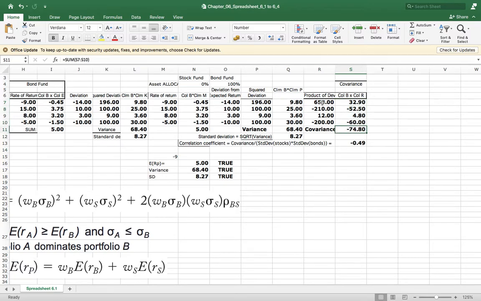Correlation is equal to covariance divided by standard deviation of bond fund and standard deviation of stock fund. So the correlation formula is covariance of the stock and bond divided by standard deviation of bond multiplied by standard deviation of stock. It comes to minus 0.49. That means it is a good diversification. Why? Always this correlation varies from 1 to 0 to minus 1.